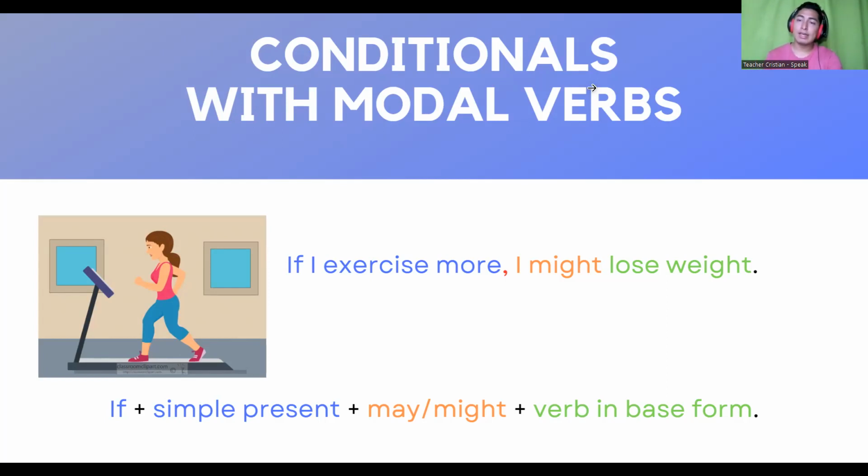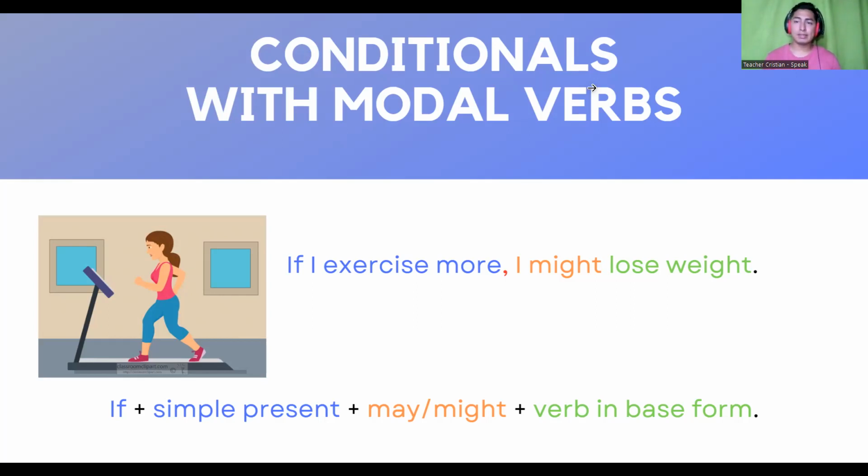Now, in first conditional, it is common that in the main clause we use will, and in the if clause we use simple present, or the other way around. But now we are using other modal verbs that also talk about possibility or probability that something can happen, or that something is possible. If I exercise more, I might lose weight.